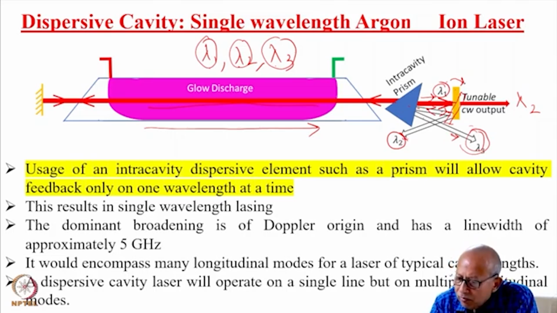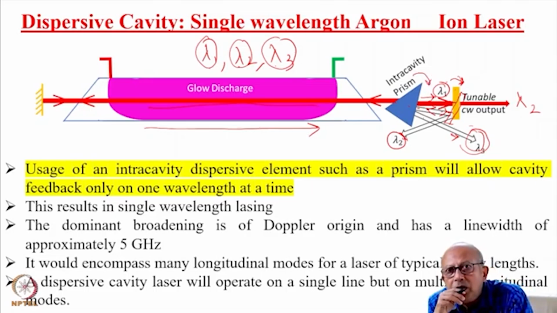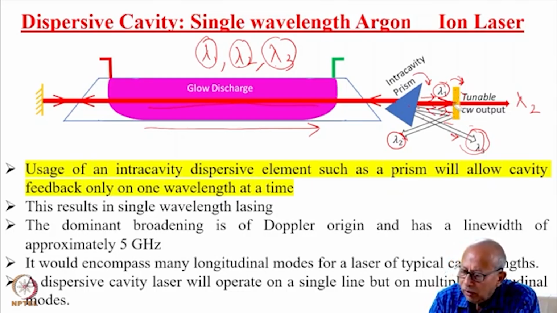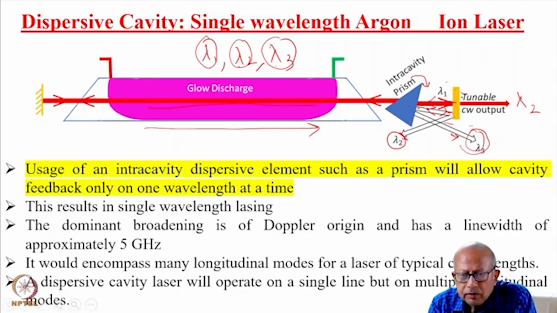Now the same effect also can be obtained by tuning appropriately, by tilting appropriately the prism to ensure that at a time only one of the wavelengths falls on the output mirror normally. You tilt this prism and you will get the same effect.